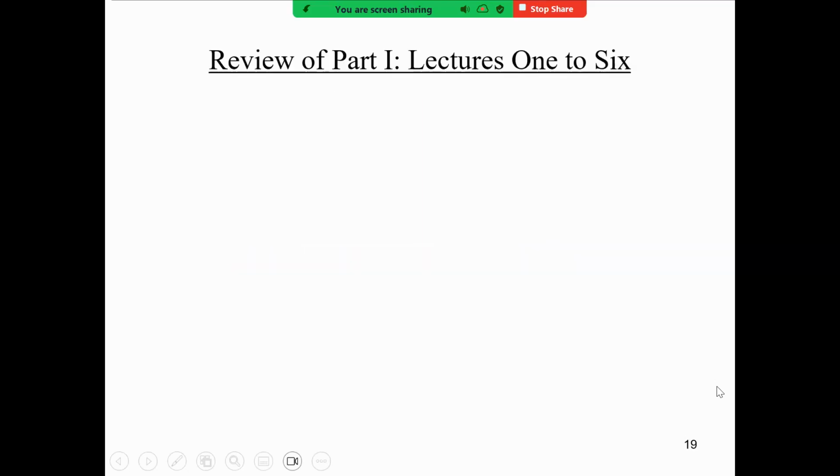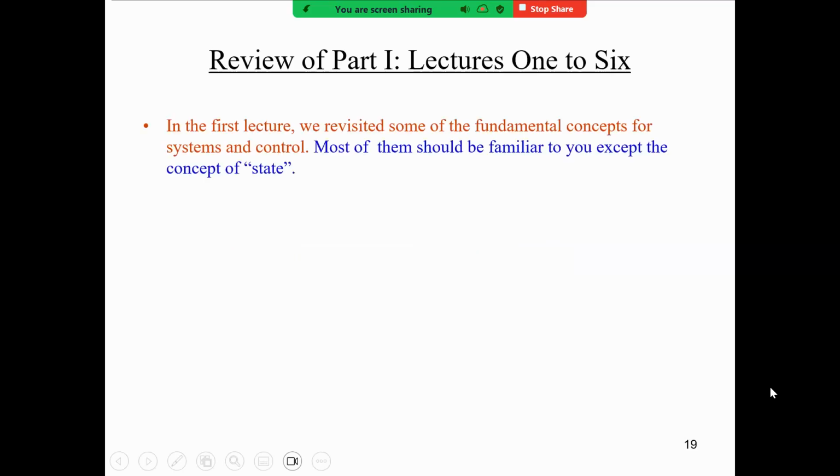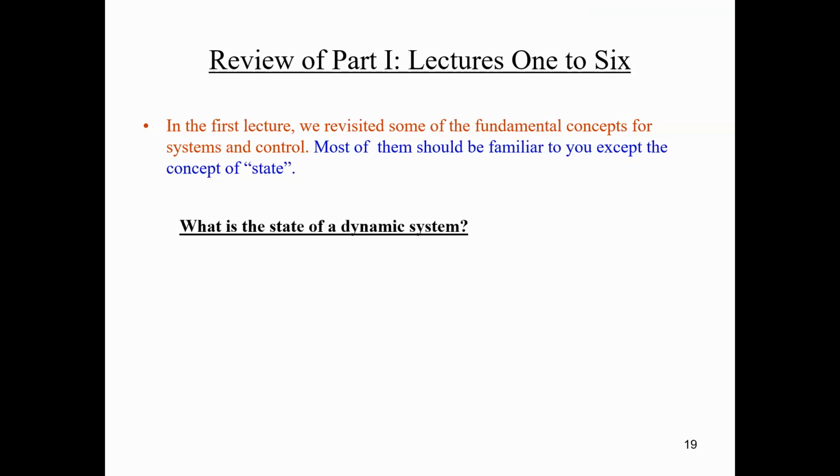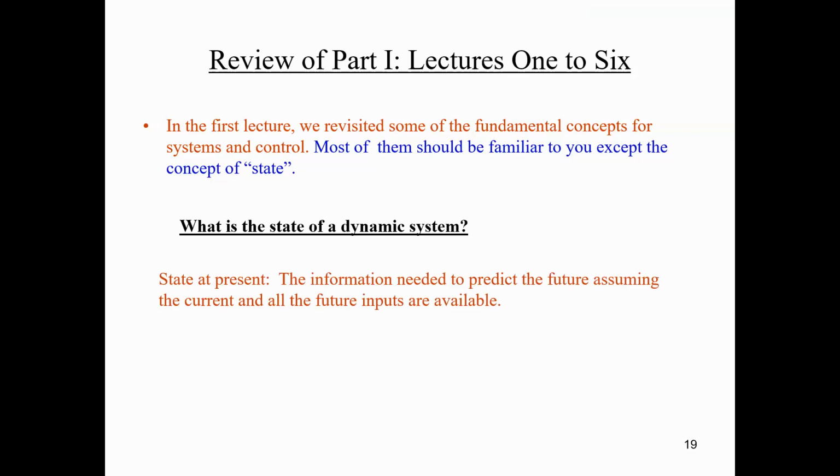All right, welcome back. So let's start. We'll go over what we have learned for part one. The first lecture, right, we revisited some of the fundamental concepts you have learned in the past. So you are supposed to be familiar with most of them, but probably except the concept of the state. Many of you probably just have a very rough idea about what is state. But for this one, we give a very precise definition of the state of the system, right? It means the information you need to predict the future, assuming the current and all the future inputs are available. So from this definition, you can find out what the state variables for the dynamic system are.